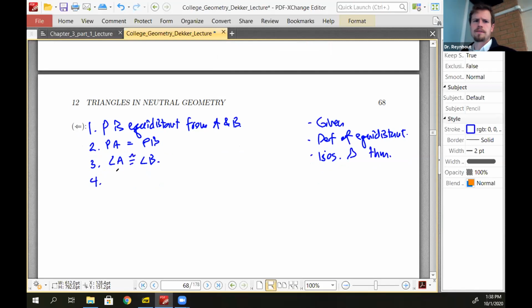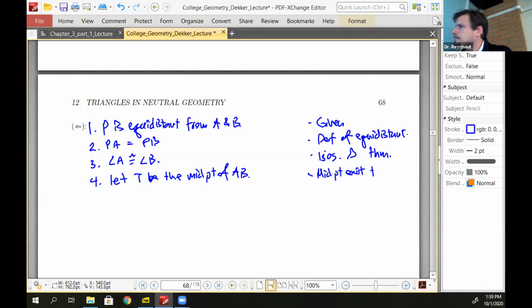All right, so we're going to pick out another midpoint. Let T be the midpoint of AB. We're looking for P lying on the perpendicular bisector, so we need to recognize where that perpendicular bisector is. So the perpendicular bisector passes through T, and we know that this point exists by the midpoint existence theorem. From there, the definition of a midpoint gives us that AT is equal to TB, since T is the midpoint of the line segment AB.